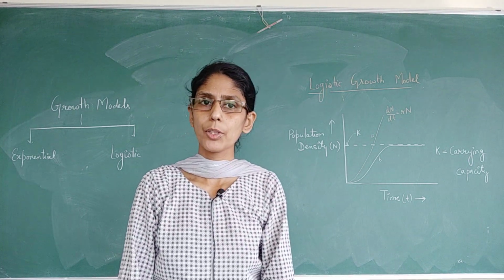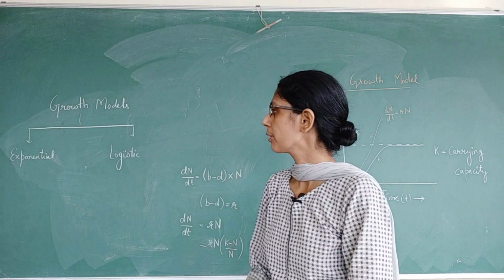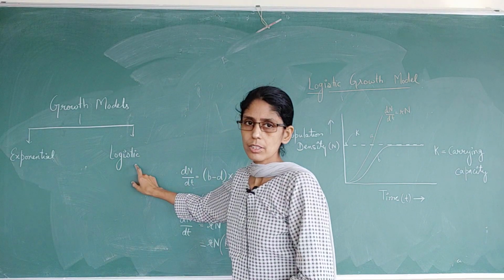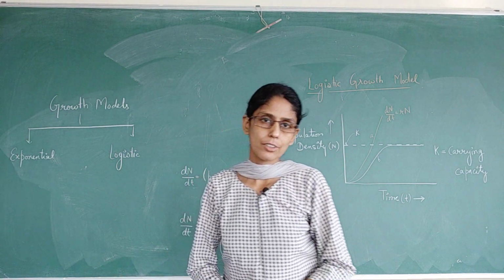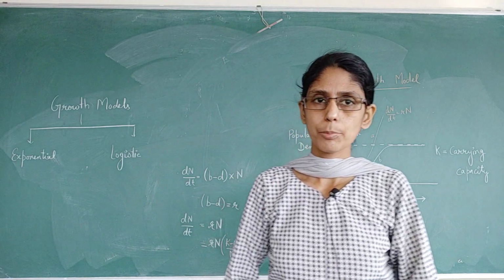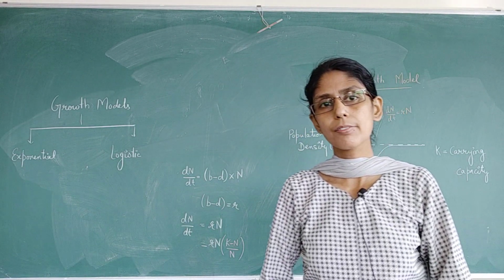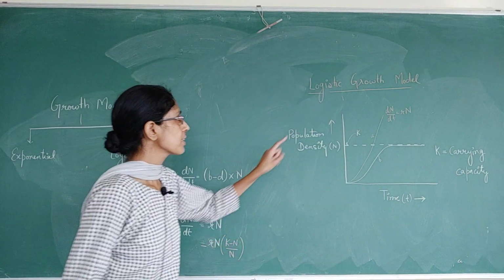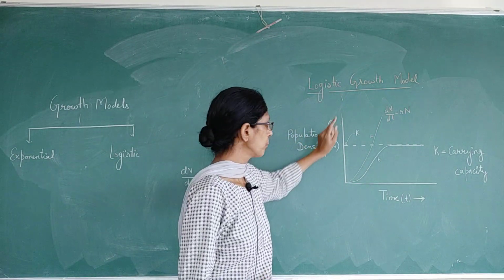Dear students, we know that there are two types of growth models. First is the exponential growth model and second is the logistic growth model. In our previous lecture, we talked about the exponential growth model, and in today's video, we will talk about the logistic growth model. Here you can see the graph for the logistic growth model.